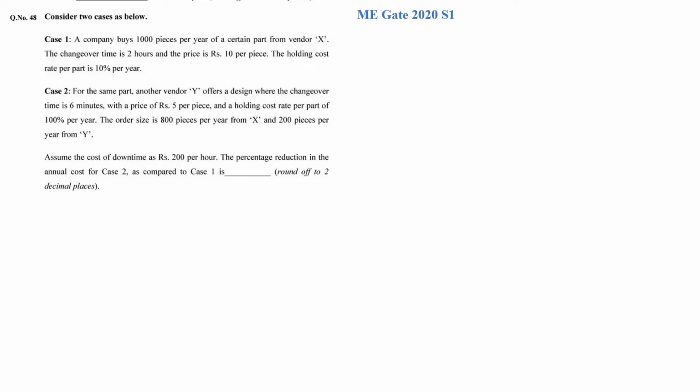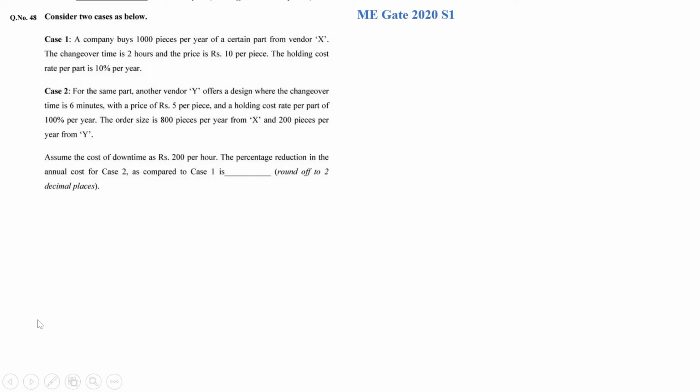Hello everyone. Today I'll be solving one question from the topic inventory control, which comes under the industrial engineering subject, right? So we have been given two cases.